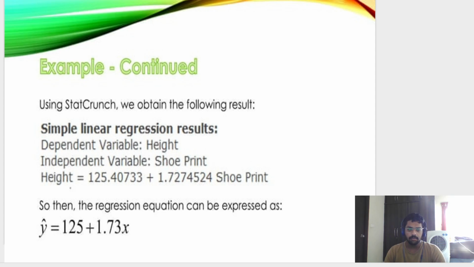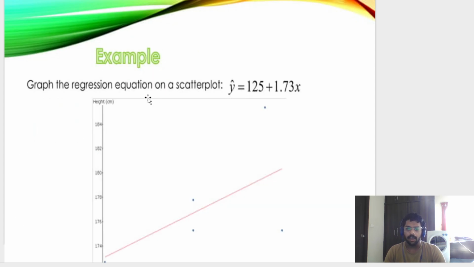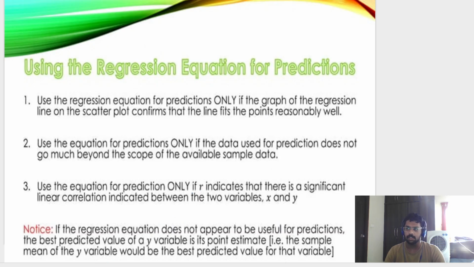And this is another example, and we are displaying the regression equation, and 125 and 173 are the parameters that we obtain, and this is the regression equation on the scatter plot. This y cap is the equation that will give us the relation, the main regression equation.